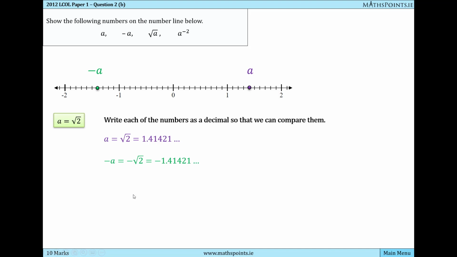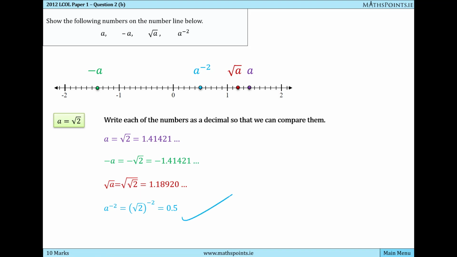The root of a is the root of root 2, which is equal to 1.18920. So that's going to be pretty close to 1.2. We have 1, 1.1, 1.2, and so it's a little before 1.2. The final one, a to the power of minus 2, is equal to root 2 to the power of minus 2, which is equal to a half. And a half is halfway between 0 and 1, so we're just going to place it right here.